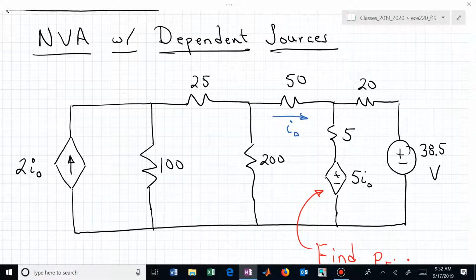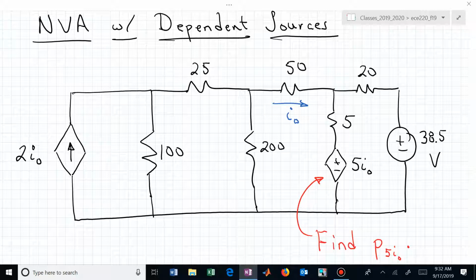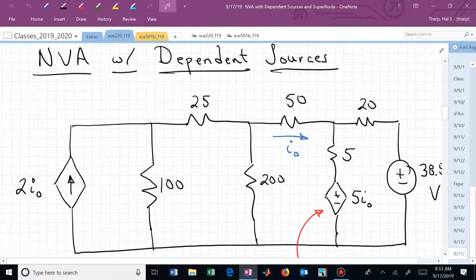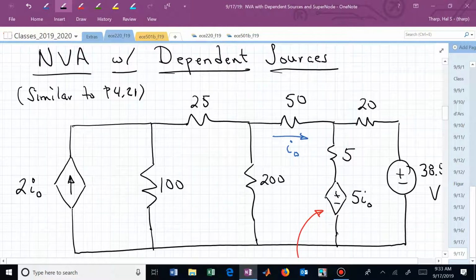Here is an example of node voltage analysis with dependent sources. The goal is to find the power associated with this dependent voltage source, that's determined by the current I sub 0. And if you're working all the problems in the back of the book, this one is similar, it's not the same, to problem 21 in chapter 4.